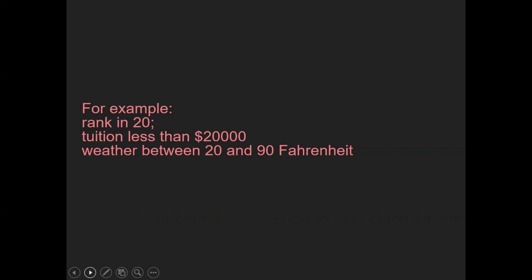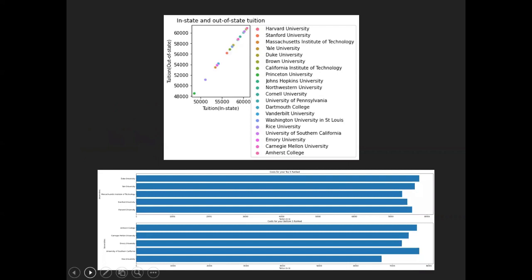Once they enter it, next slide, then they would get a bunch of results, wherein we have essentially given visual interactive plots, wherein we describe the in-state and the out-of-state tuition of various universities based on the parameters that the user has given. We also give the costs for the top 5 ranked universities, which you can see in the bottom half, and the cost of the bottom 5 ranked universities. Next slide.